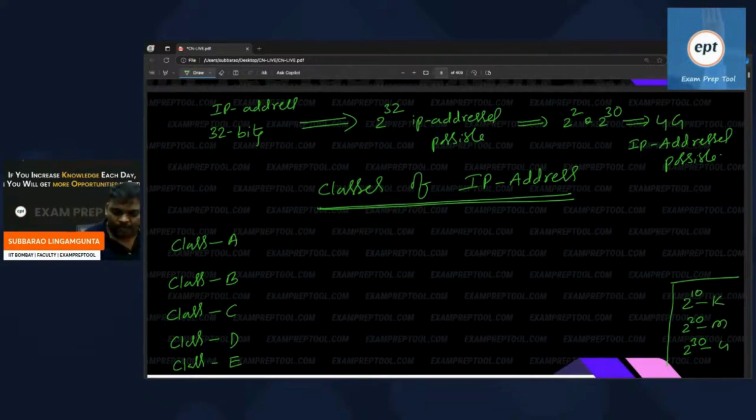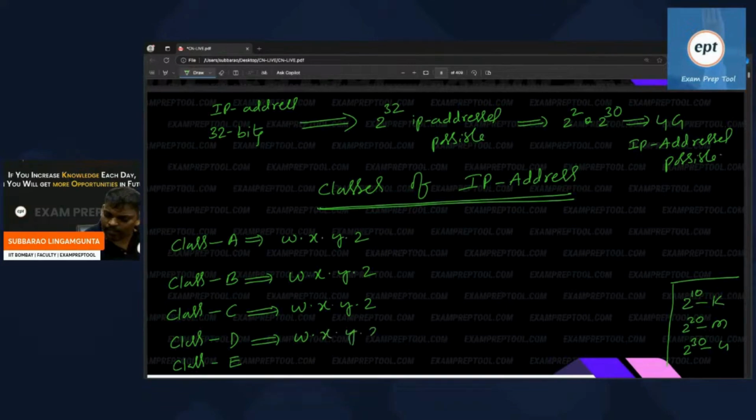Let's see this. Every class has 4 octets. It is something like w.x.y.z. Every class has its IP address in this format, 4 octets, which is going to be 32 bits.